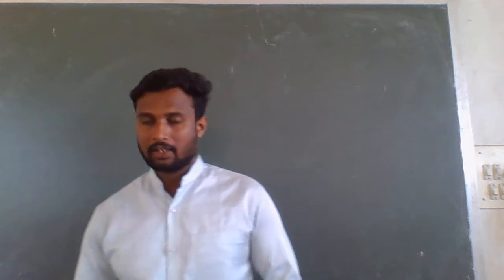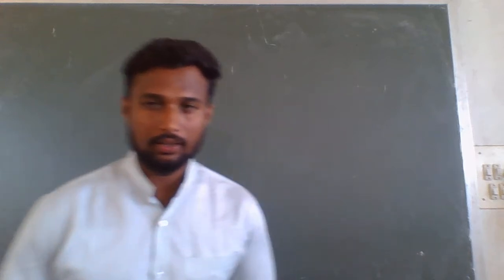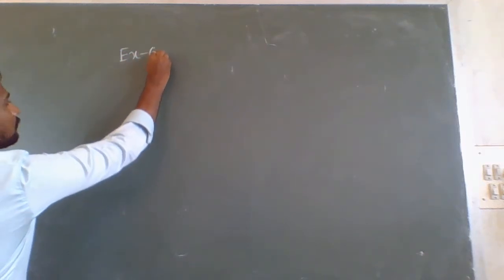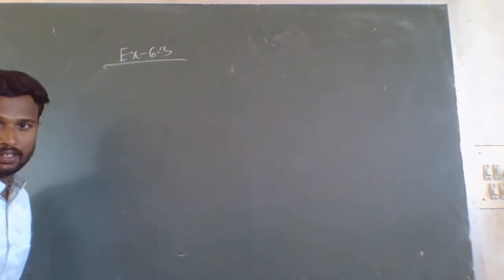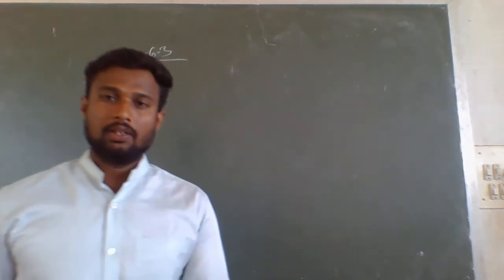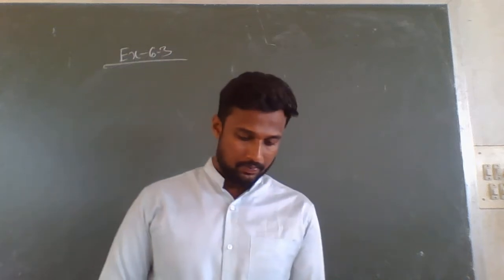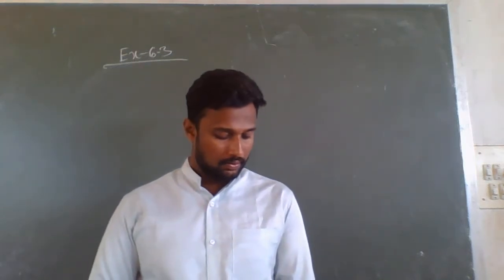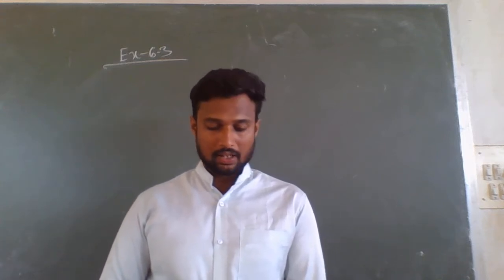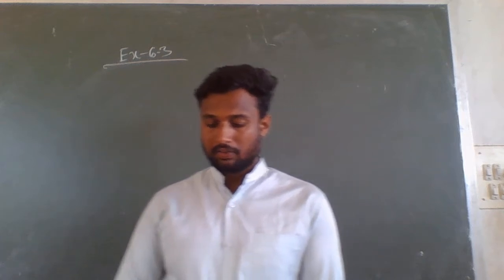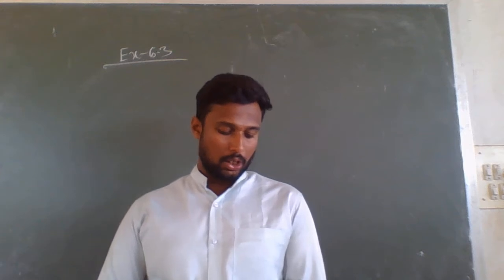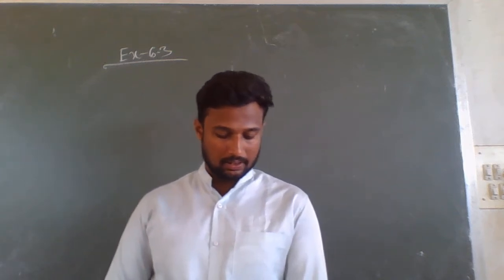So today I will start with exercise 6.3. In the 6.3 exercise, first main question, here what they are asking: state which pairs of triangles in the figure are similar. They are given 5 pairs of triangles here and we have to mention which pairs of triangles are similar.